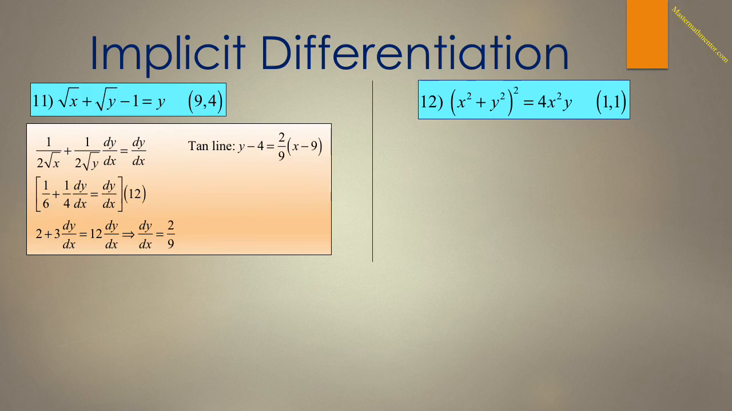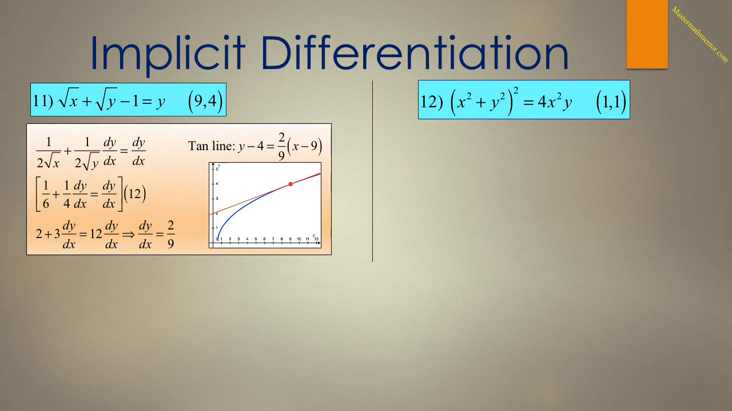Let's multiply every term by 12 to clear the fractions. And we're left with 2 plus 3 dy/dx is equal to 12 dy/dx, and dy/dx is equal to 2/9. So our tangent line is y minus 4 is equal to 2/9 (x minus 9).